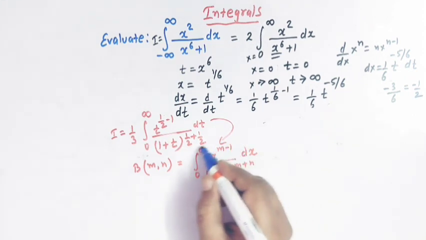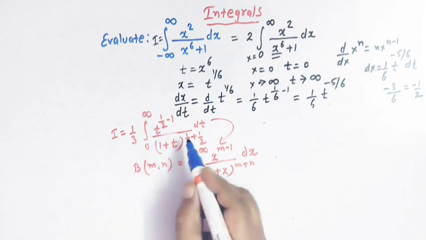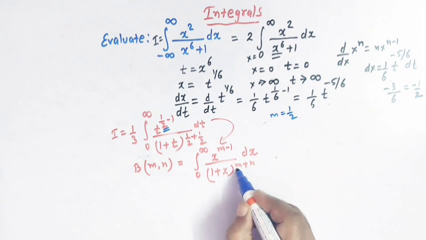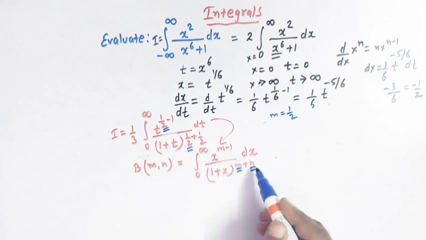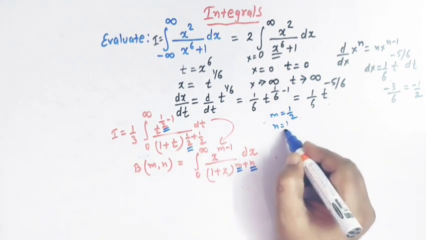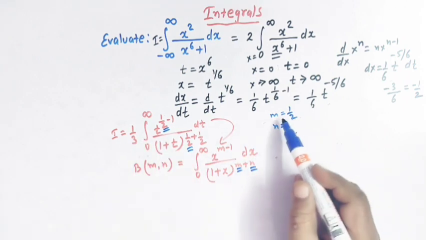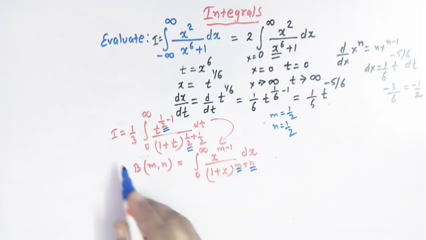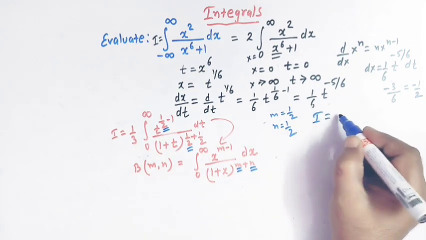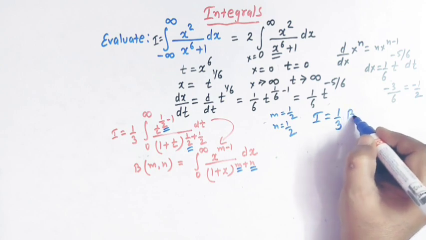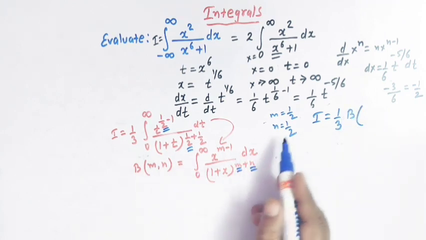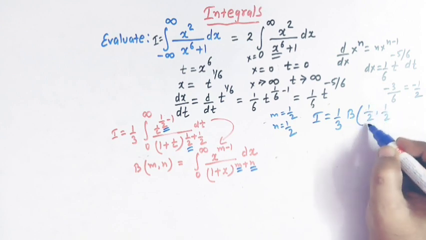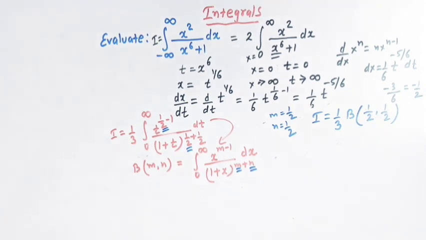So now if we compare this integral with this one, the value of m is half, and n is equal to half. So both the values of m and n are equal to half. Now this integral I becomes 1 by 3 times beta(m, n). M is half, n is half, so we have beta(1/2, 1/2).